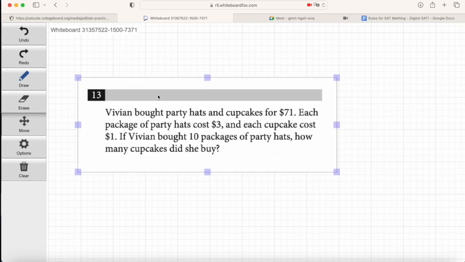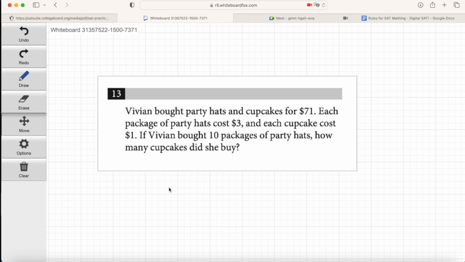Go on to read question number 13 for us, please. Vivian bought party hats and cupcakes for $71. Each package of party hats costs $3, and each birthday cake costs $1. If Vivian bought 10 packages of party hats, how many cupcakes did she buy? What are we solving for here, Tanner? We are solving for the number of cupcakes she bought. Yeah, the number of cupcakes she bought.